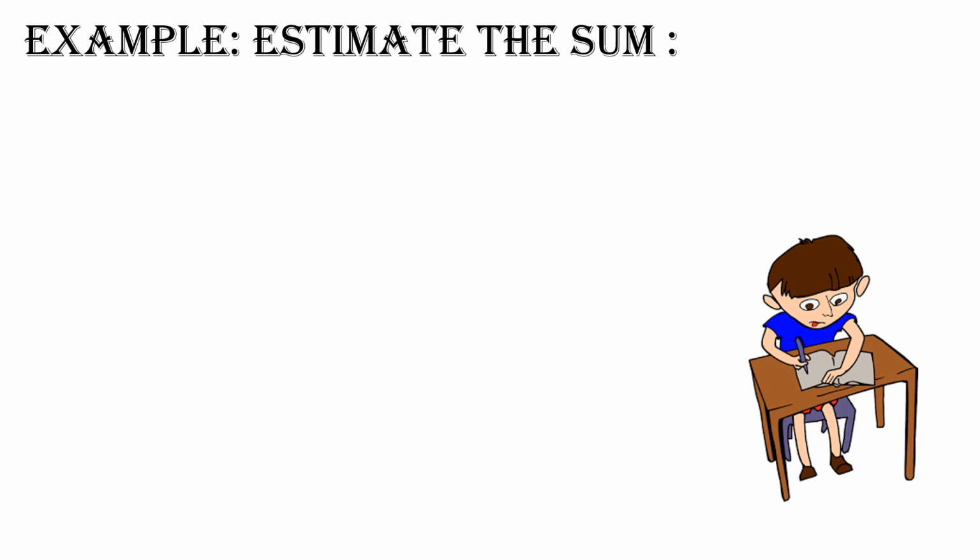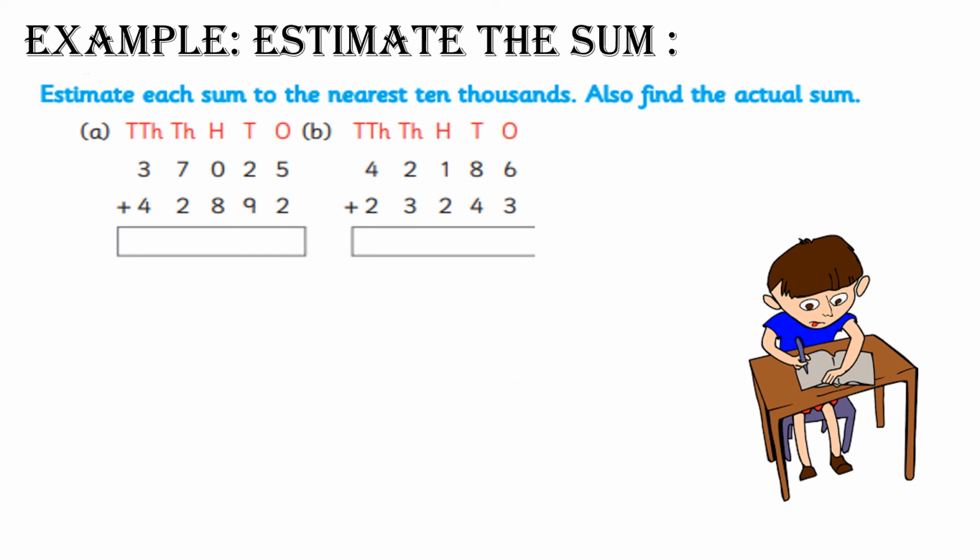Examples for estimating the sums. So let's estimate each sum to the nearest 10,000 and also find the actual sum. We all know how to find the actual sum. We are just supposed to add the two numbers, starting from the ones place and then proceeding with tens, hundreds, thousands and 10,000s. But in this case, we are not only supposed to find the actual sum, but we also have to estimate the sum to the nearest 10,000.